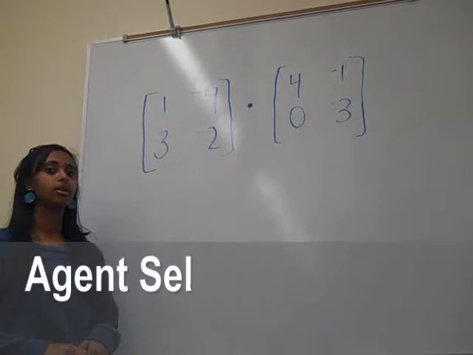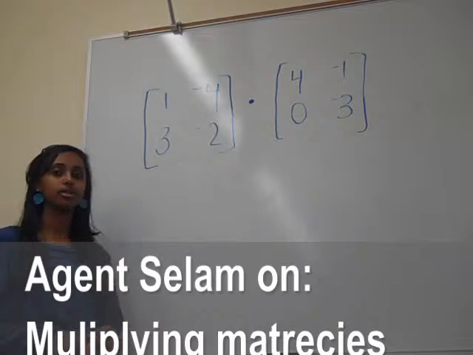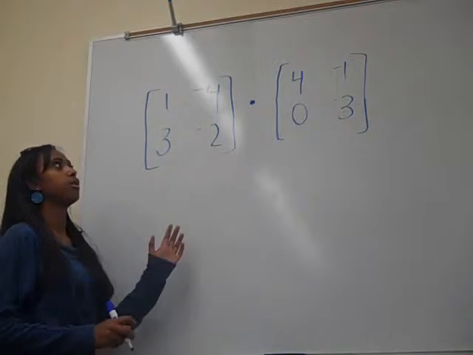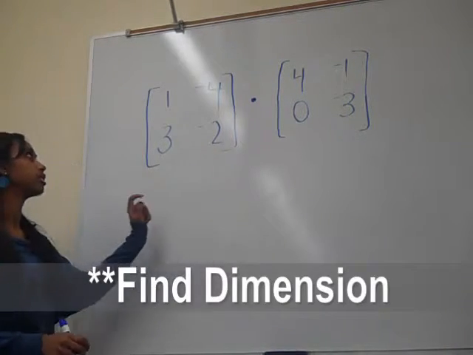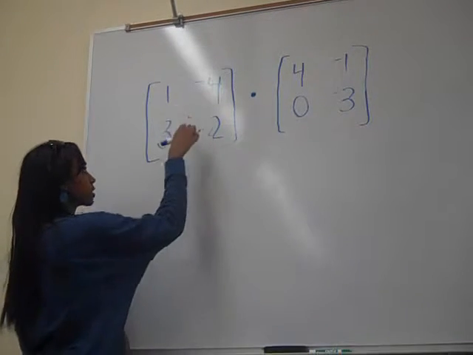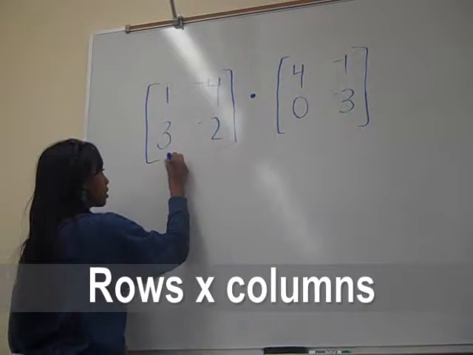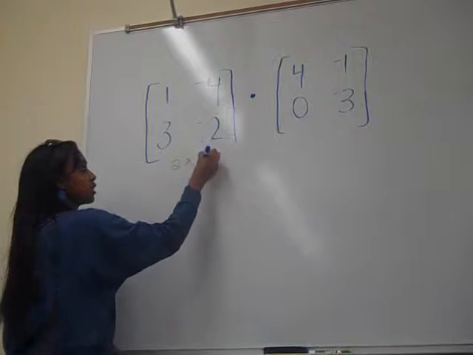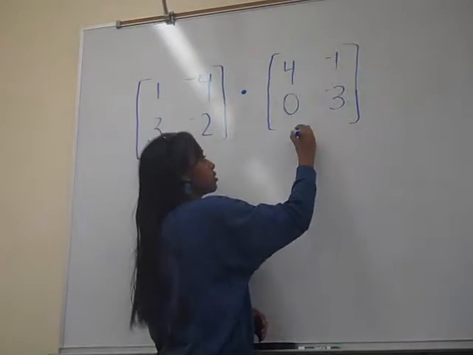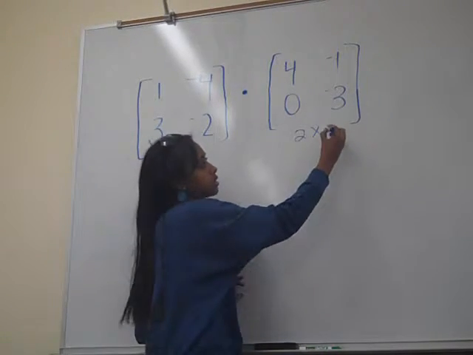Alright, hello. Today we're going to do more examples on how to multiply matrices. Before you do anything, you have to find the dimensions of both matrices. To do that, it's rows times columns. So this has 2 rows times 2 columns. And this one also has 2 rows times 2 columns.